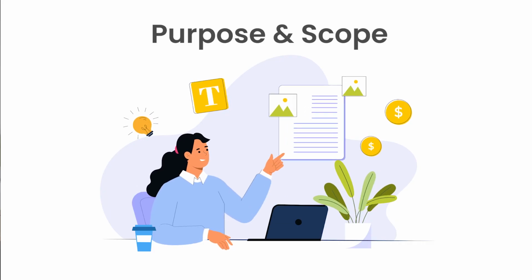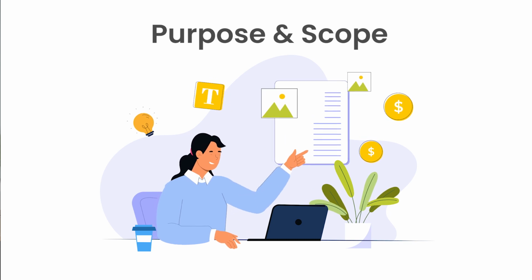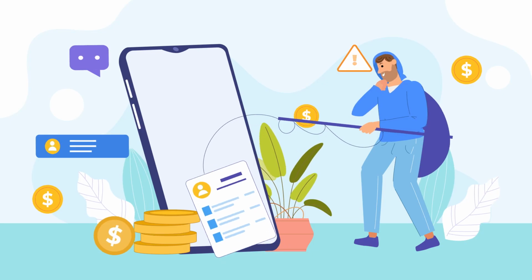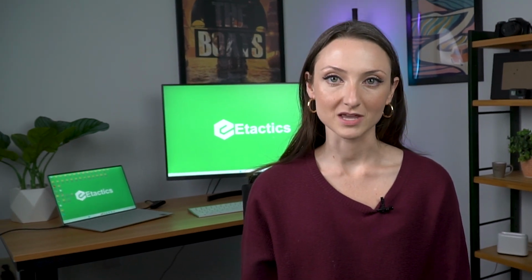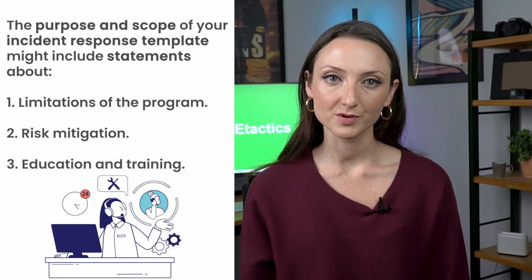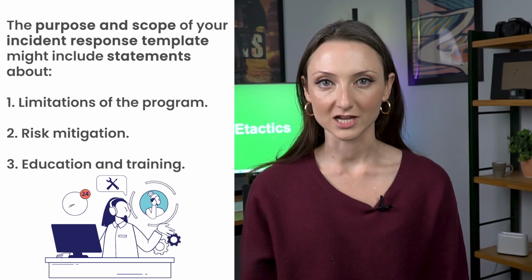Number 1, purpose and scope. Determine the goals of your incident response template. Focusing on specific recovery goals will help you hone in on your efforts and focus on what is an imminent threat. Learning to prioritize these threats will save you from wasted time and data loss. Clearly defining the purpose and scope of your incident response template helps to streamline the process throughout your organization. Specific statements may include the limitations of the program, risk mitigation, and education or training.